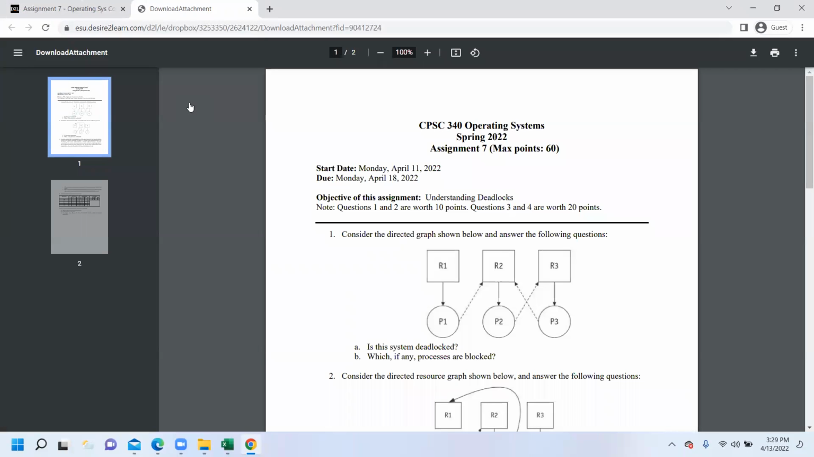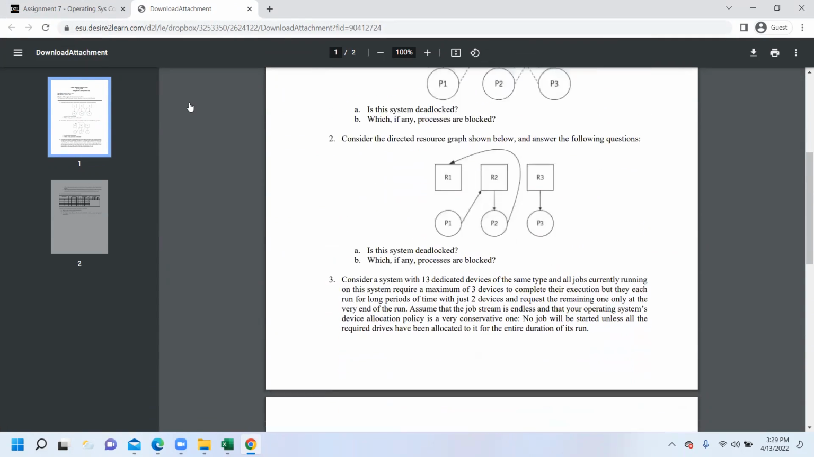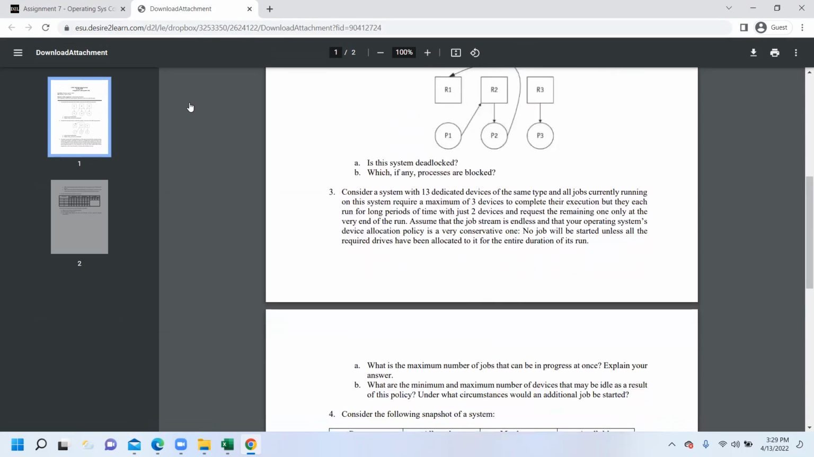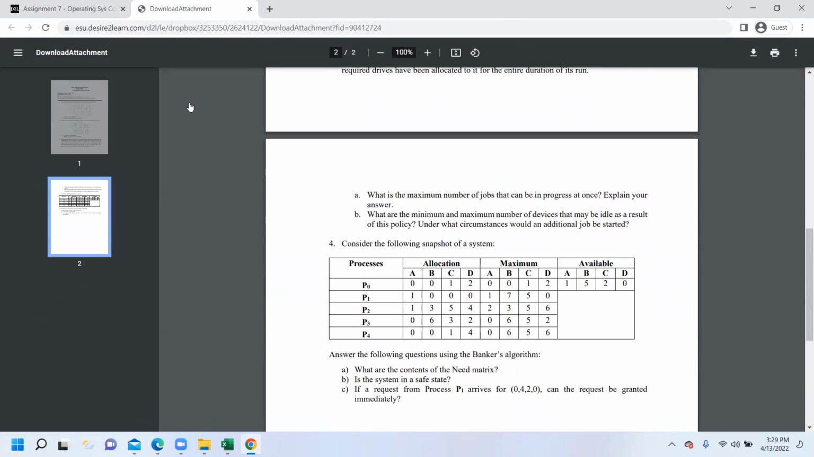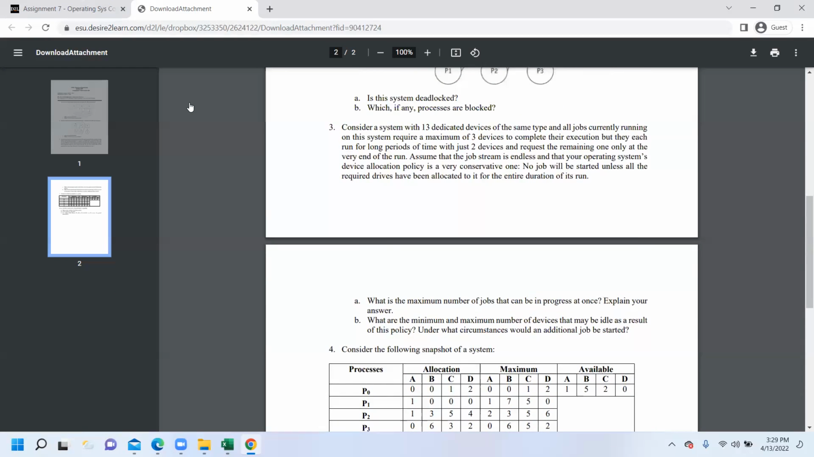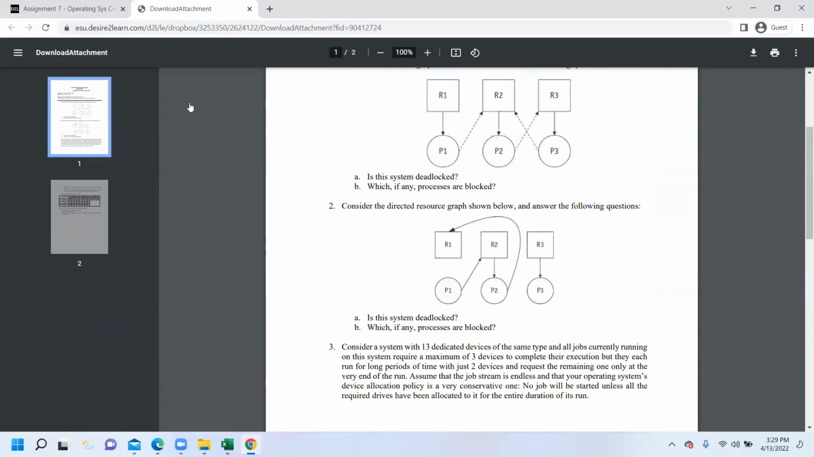This one was released yesterday and is due this coming Monday, which is before assignment 6. And I think today we'll complete this. We already completed these topics last class, and I just want to emphasize this part.